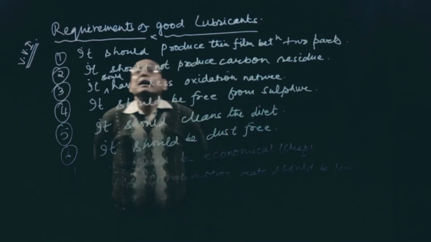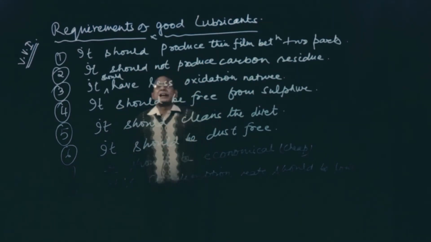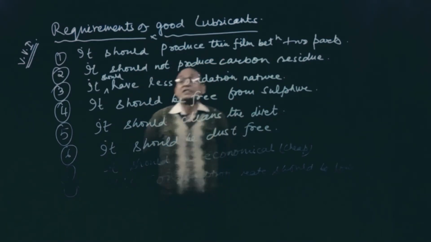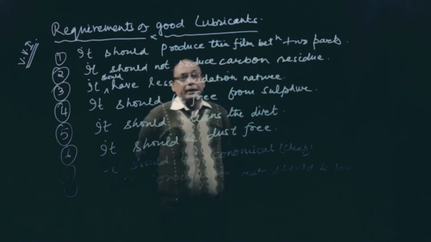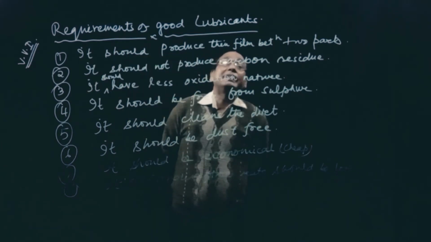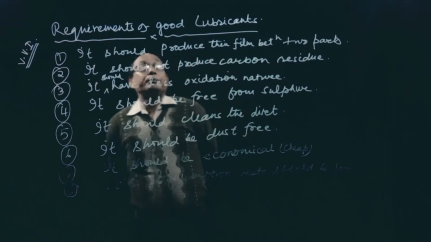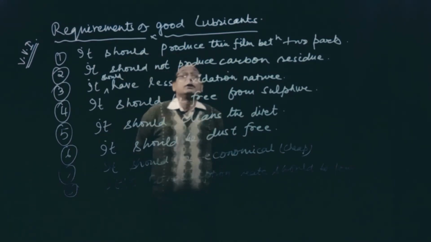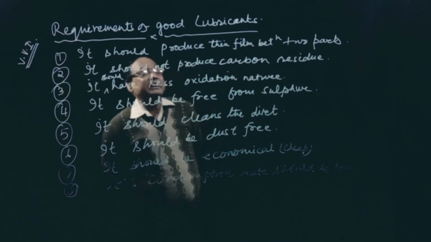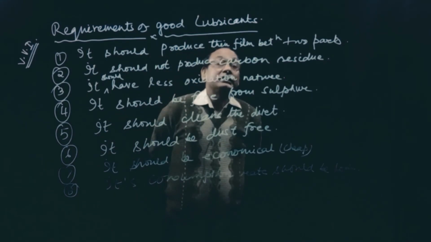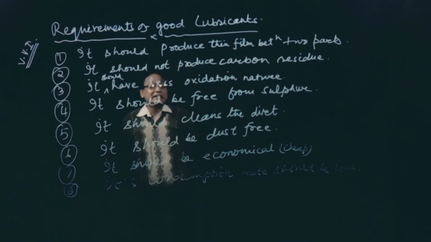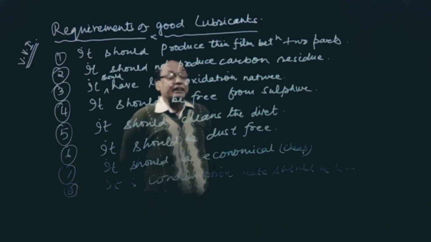low. Okay, so the requirements of a good lubricant are: it should produce a thin film between the two parts. It should not produce carbon residue, because if we use these lubricants at 2000-2500 degrees, then all the lubricants will burn and it will produce carbon residue, which will affect our lubrication process. It should have less oxidation nature. It should not react with the oxygen. It should be free from sulfur. It should cleanse the dirt. It should be dust free.